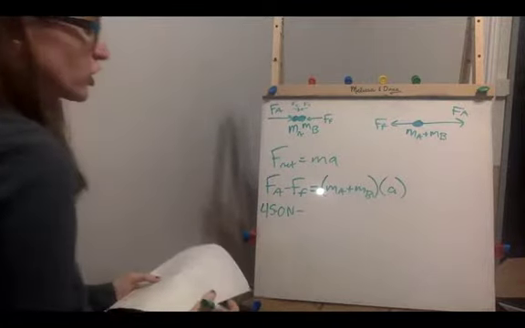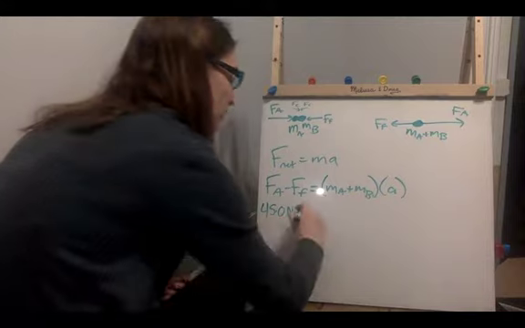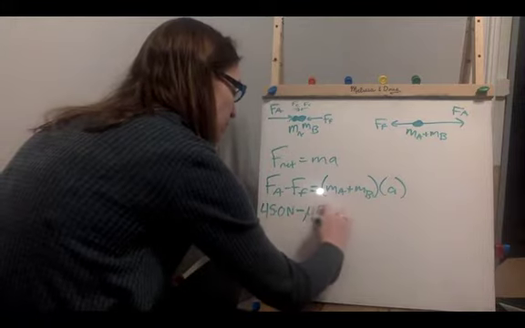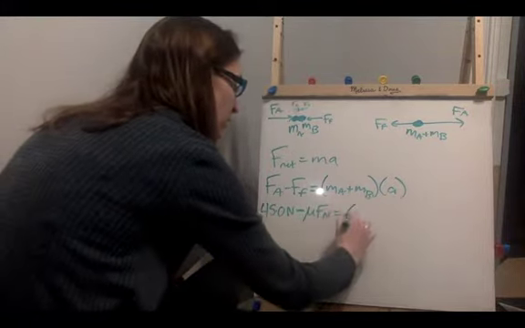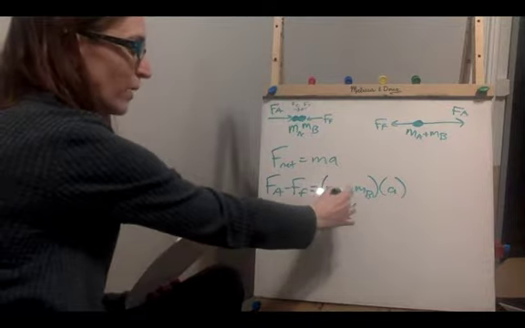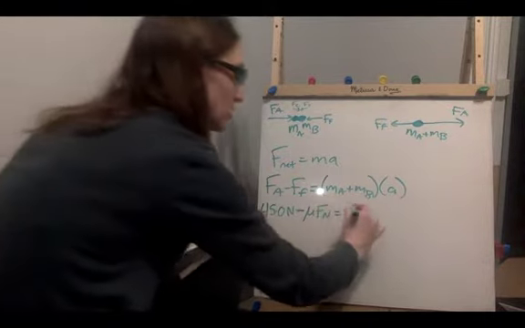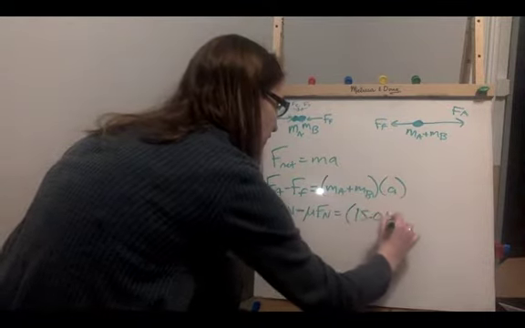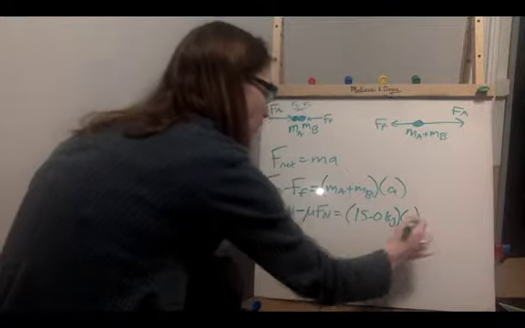Our force of friction we can calculate, right? So remember that that's mu times Fn. We can add our two masses, 5 kilograms and 10 kilograms, so altogether we get 15 kilograms, and we're solving for a.